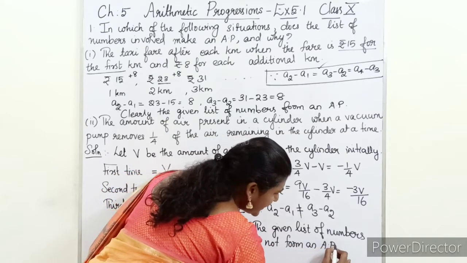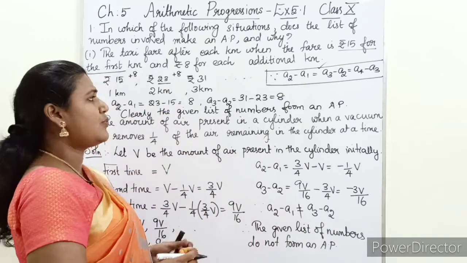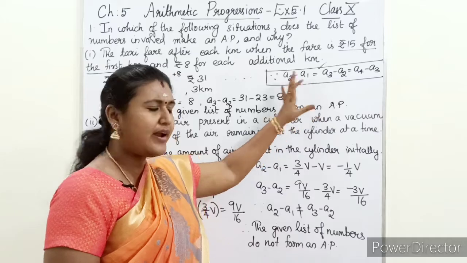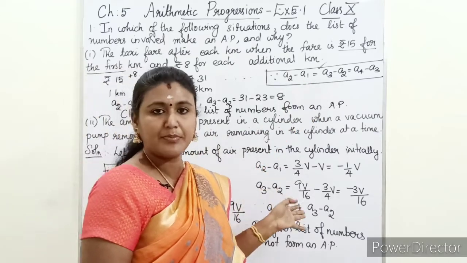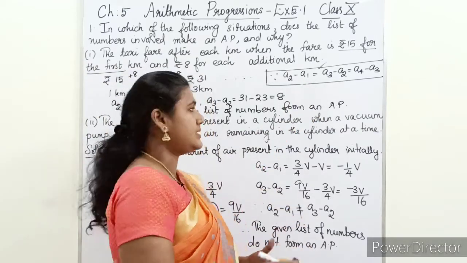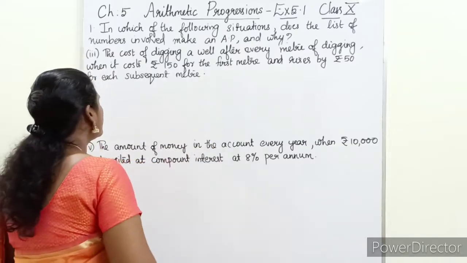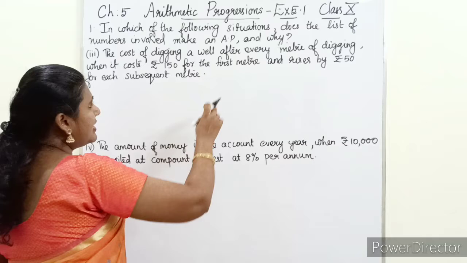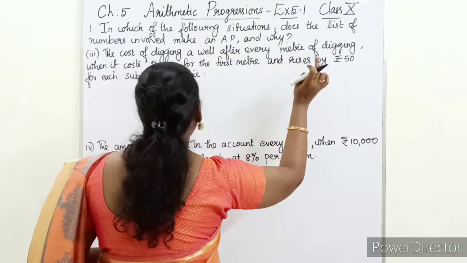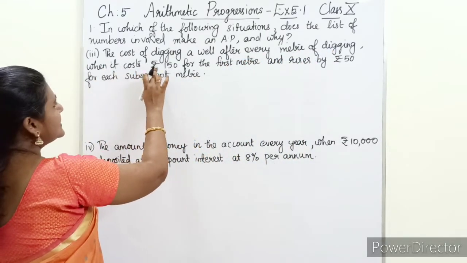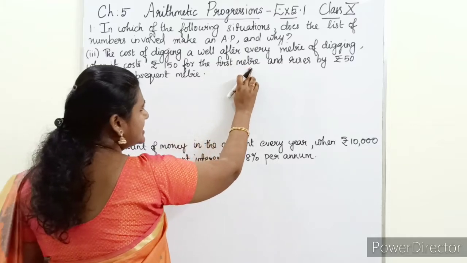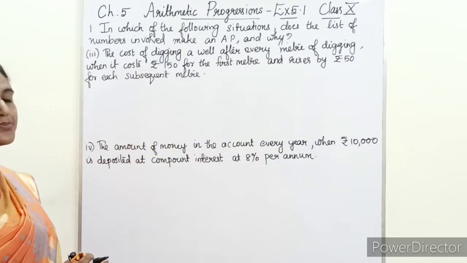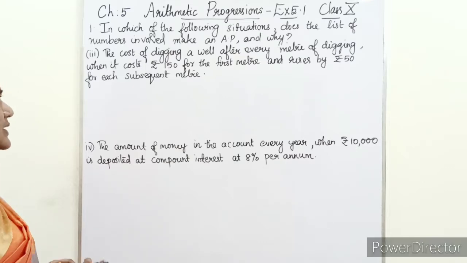So here for this type of question you need to calculate only this condition. Okay. So if this condition is satisfied, then the numbers form an AP. Now we will see the third question. So question number 3. The cost of digging a well after every meter of digging, when it costs rupees 150 for the first meter and rises by rupees 50 for each subsequent meter. So this is the question.